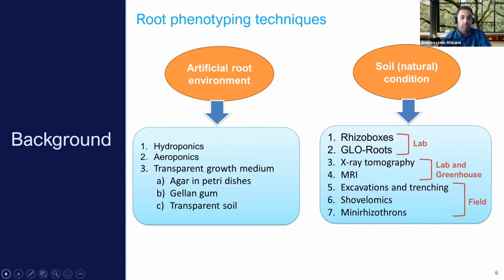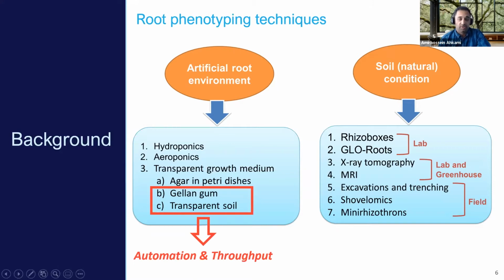But here, I'm mainly going to focus on the use of transparent growth medium. And particularly, I'm going to focus on using gellan gum for root phenotyping. I will also talk about our recent efforts on making and using transparent soil for root imaging. So overall, there are two major components of root phenotyping techniques. One of them is adding automation to the facility of root phenotyping, and the other one is increasing throughput. These are the two major challenges and components for any root phenotyping facility, which we try to address both. Next slide, please.